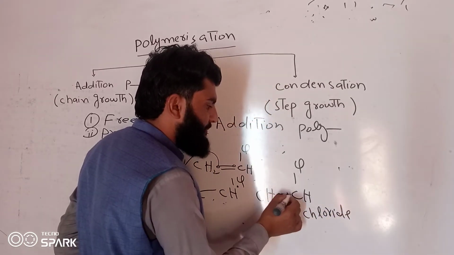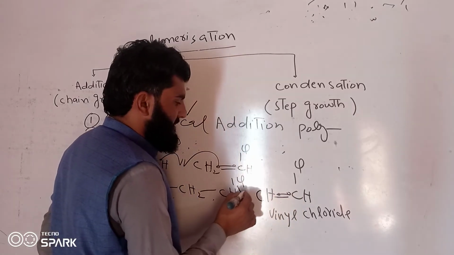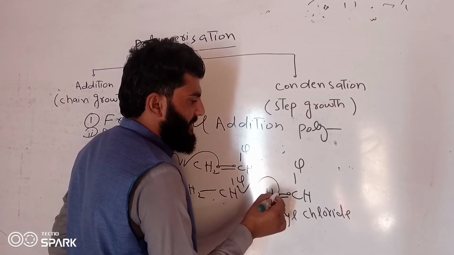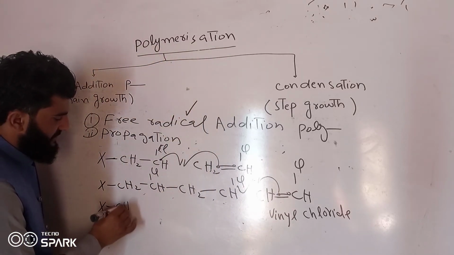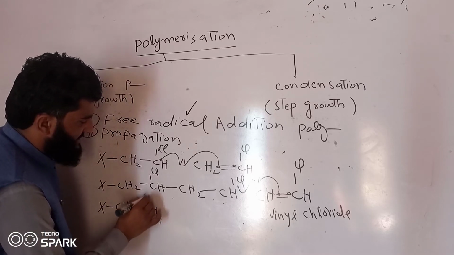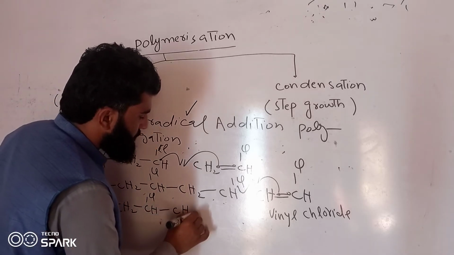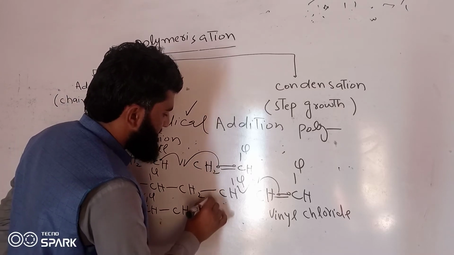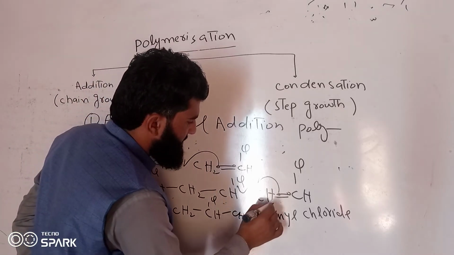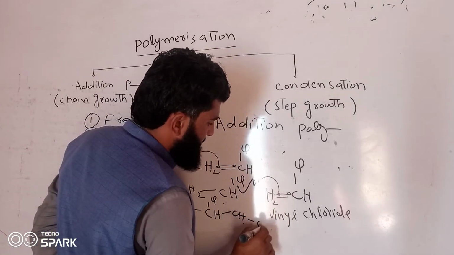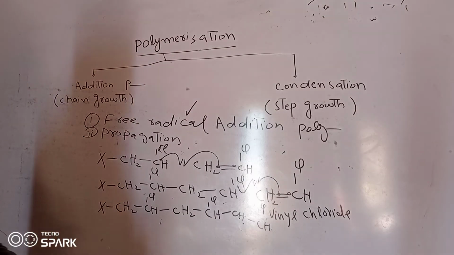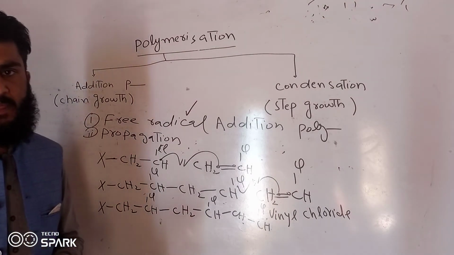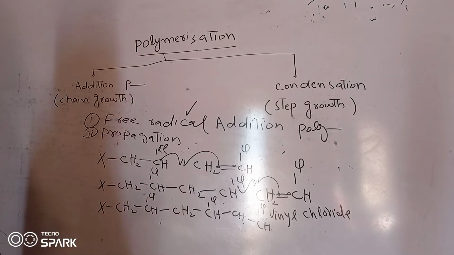This is a pi bond, this is a sigma bond. This electron comes here while this comes here. So what will form? X CH2 CHCl CH2 CHCl CH2 CHCl and a dot. So this is the propagation step. Now we are going to discuss the termination step.